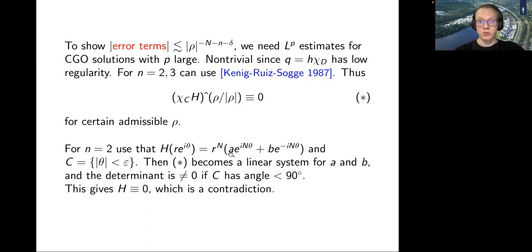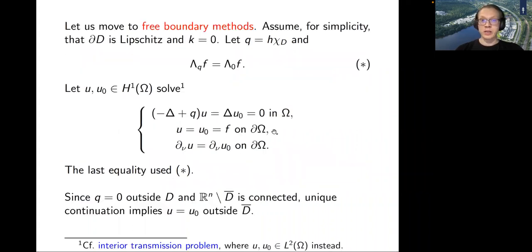So this is just explaining some of these results in the corner scattering literature. And you can see that these are already non-trivial. So then let's go to the new, the free boundary approach.